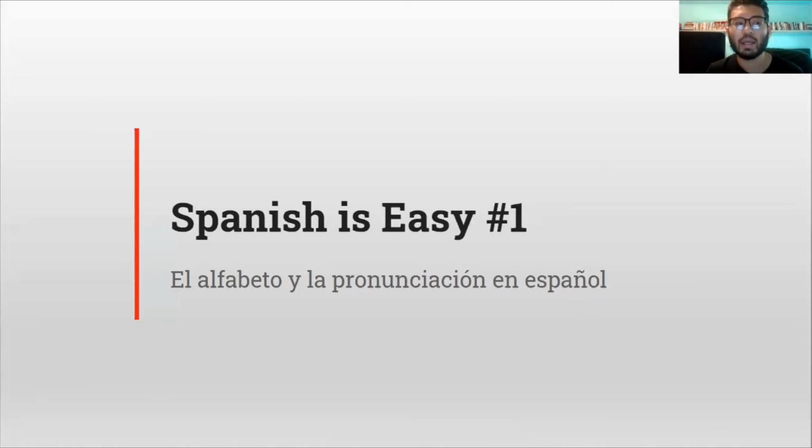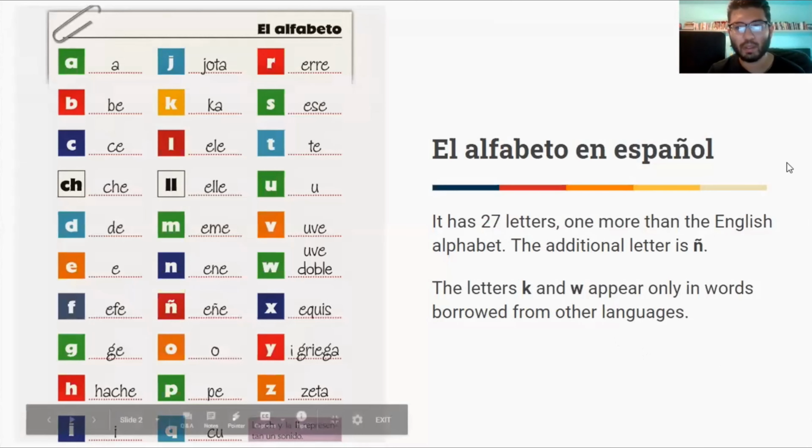We'll identify and go over some of the patterns that are common in the Spanish language, look over some examples and practice identifying and pronouncing the sounds that we see.